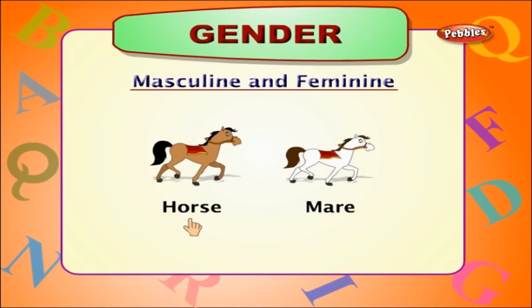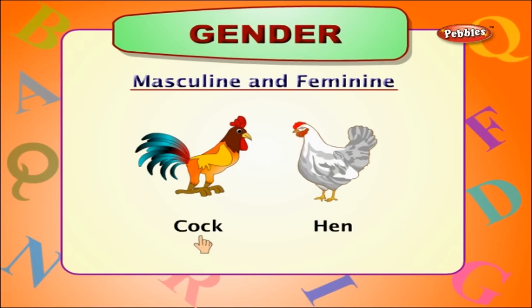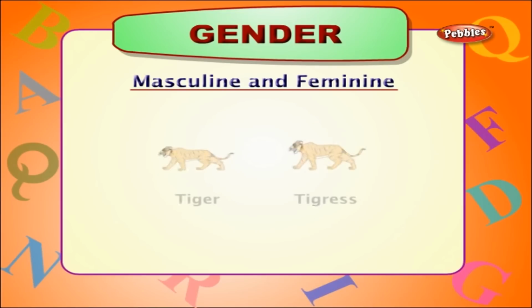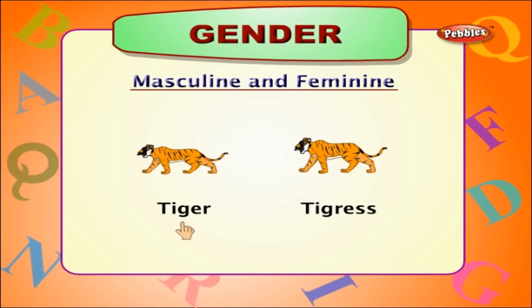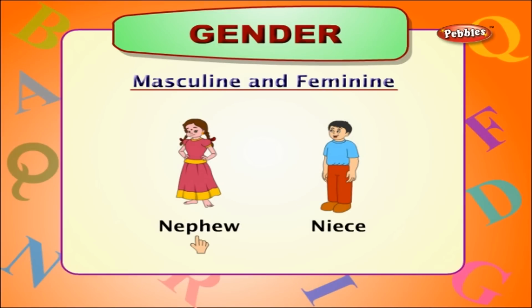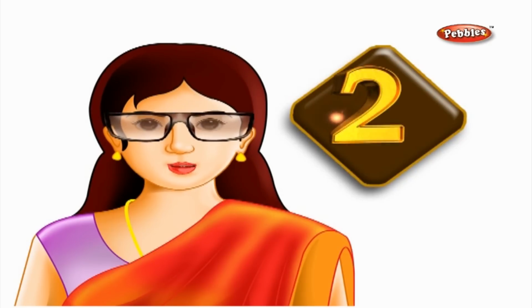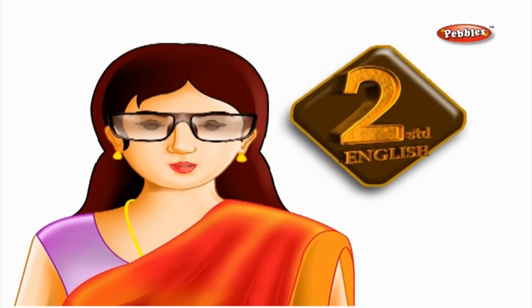Horse is a masculine gender and mare is a feminine gender. Cock is a masculine gender and hen is a feminine gender. Tiger is a masculine gender and tigress is a feminine gender. Nephew is a masculine gender and niece is a feminine gender. Let us do some examples to learn more gender words.